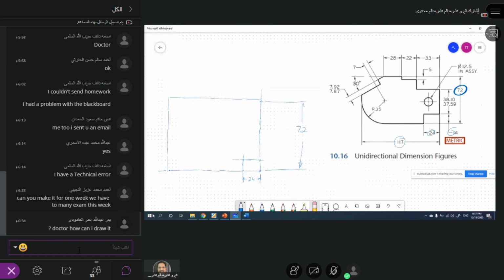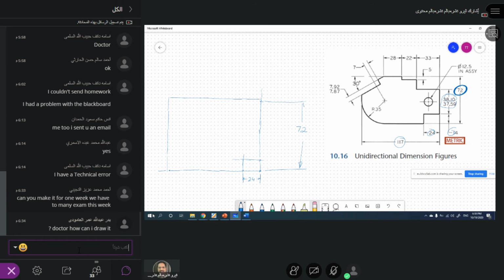Then from here, this is 38.10, 37.59. So you have two different dimensions here. That means this height should be 37.59, 38.10, anything in between. So 38.10, 37.59, this is the dimension they give. Anything you can take. So when I measure, it should be from 37.59 to 38.1. So I take the maximum one. So I measure it from here, 38.10.